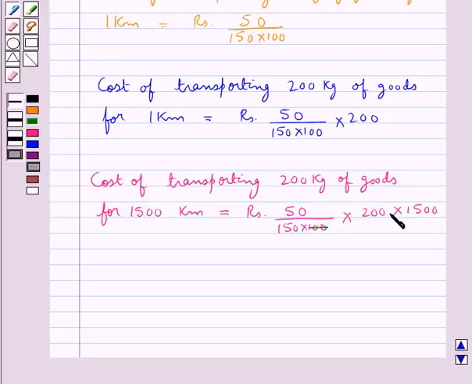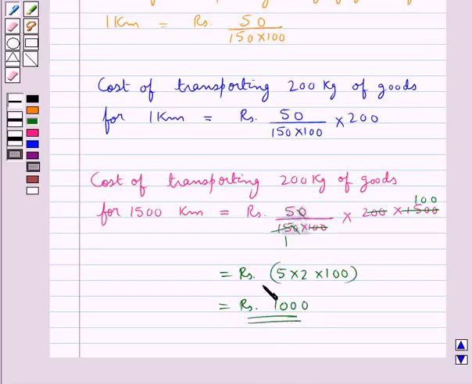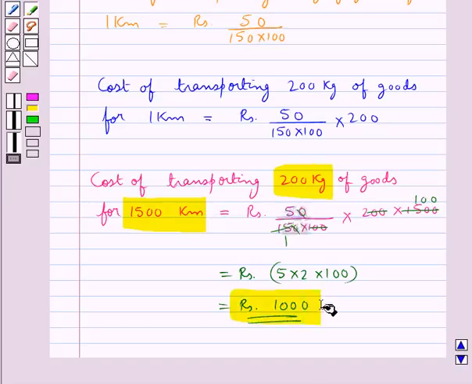These two zeros cancel with these two zeros. This zero cancels with this zero. 150 times 10 is 1500. So this is equal to rupees 5 into 2 into 100, which is equal to rupees 1000. So the cost of transporting 200 kg of goods for 1500 kilometers is rupees 1000.